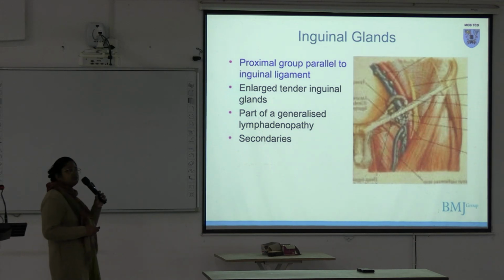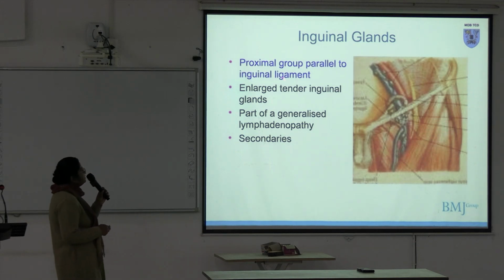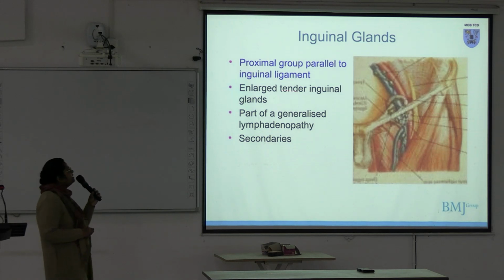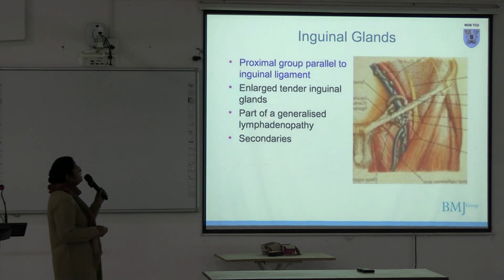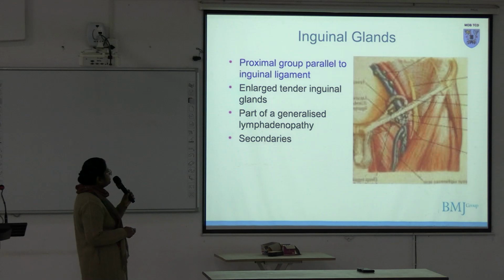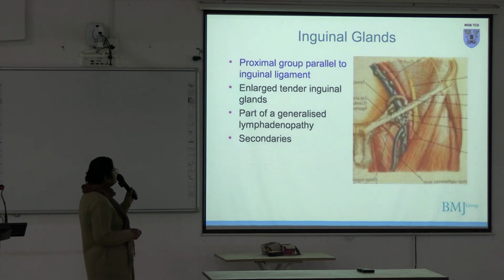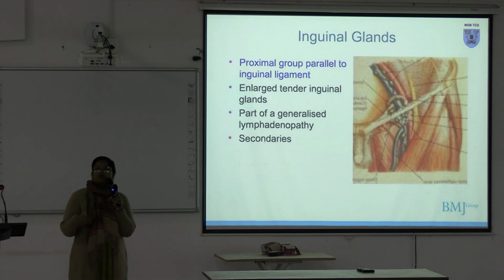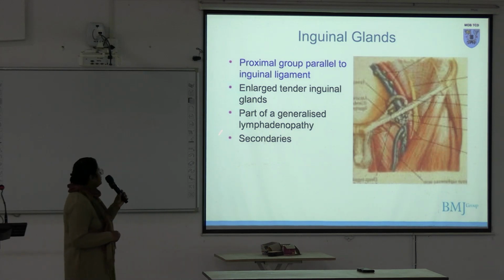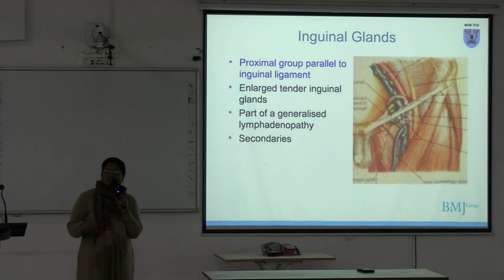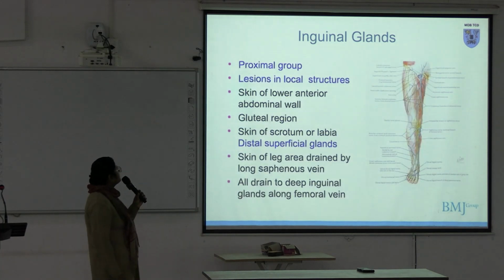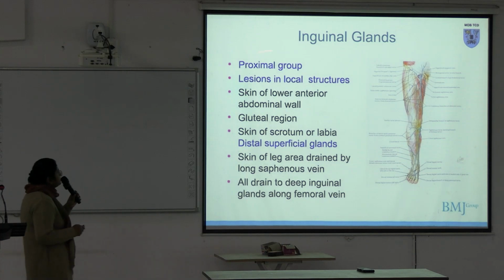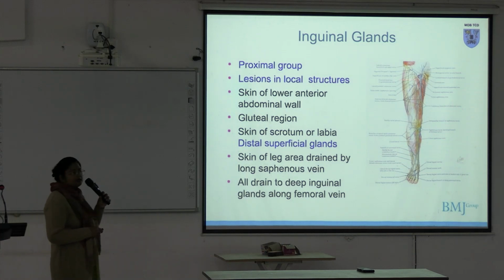So the inguinal lymph nodes, their proximal group lies parallel to the inguinal ligament, and enlarged and tender inguinal glands occur in case of some lymphadenopathy or in case of any infection of the lower limb or perineum. Okay, and secondary deposits also occur in some cancers. Next, inguinal glands, proximal group: lesions in the local structure may lead to proximal group enlargement.